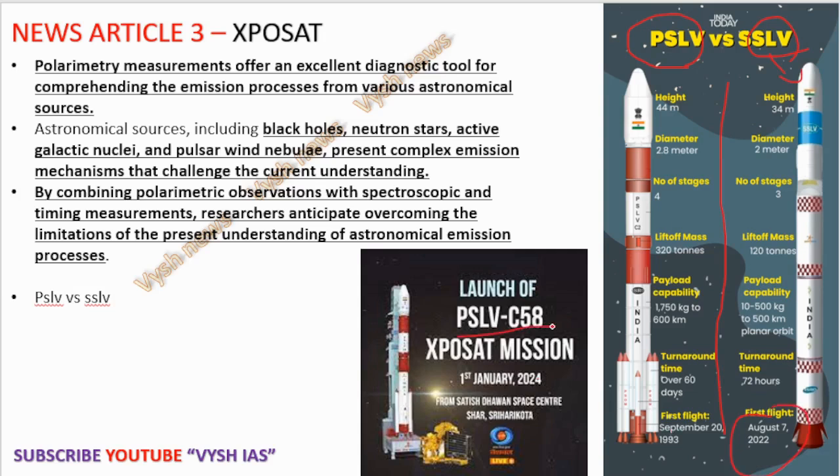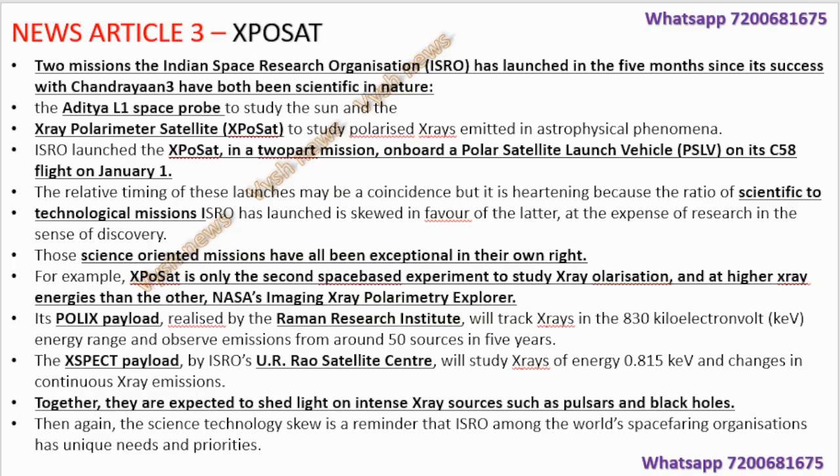Now PSLV C58 is the one with which we launched XPoSat on 1st January 2024 from the Satish Dhawan Space Centre in Sriharikota. So study the basic information about that. And as I told, black holes, neutron stars, active galactic nuclei, pulsar wind nebulae, all these places will be emitting radiation, and these polarimetry measurements will be diagnosed and noted down, and that will help us understand the astronomical emissions in a much better way.